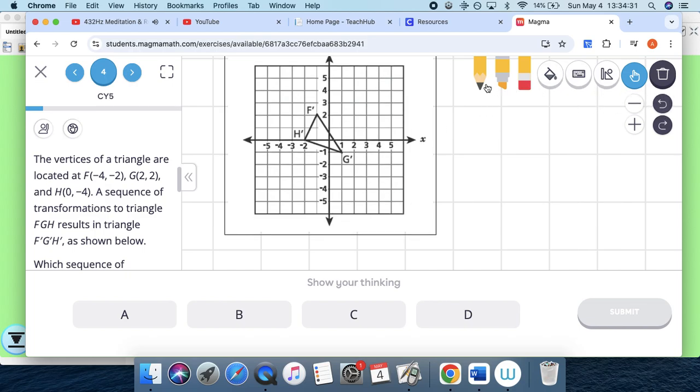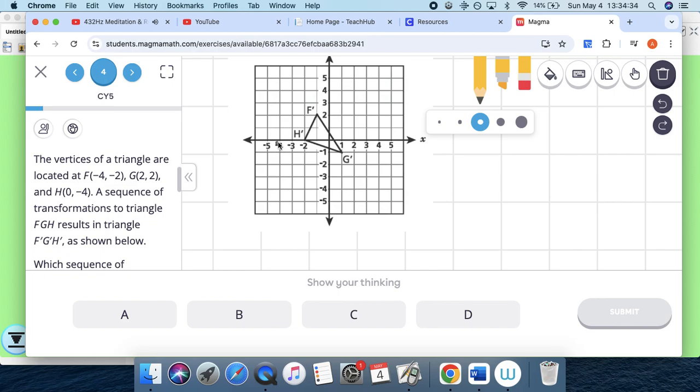The original triangle was F at -4, -2, right here. Then G is at 2, 2. And H was at 0, -4. So we have this triangle that I'm drawing. I noticed that F is in quadrant 3, now it's in quadrant 2. G is in quadrant 1, now it's in quadrant 4. And H is on the y-axis, now it's on the x-axis. So the triangle went that way, rotated.